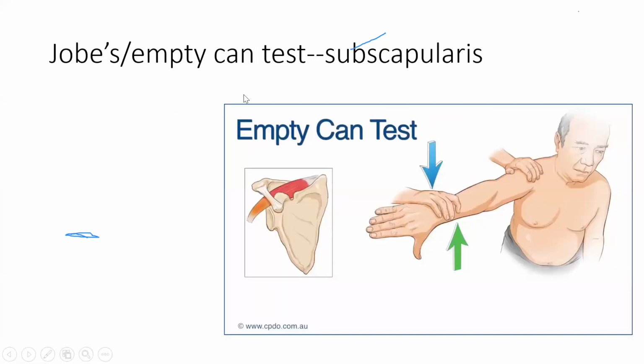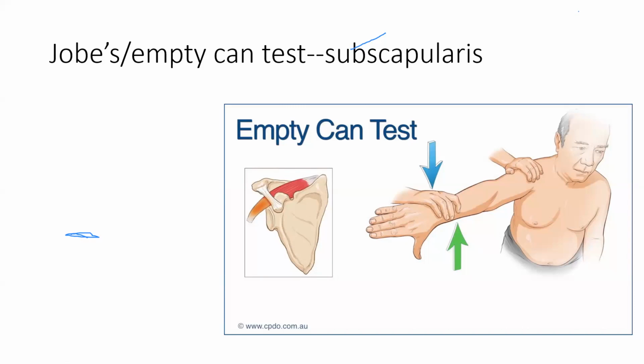Then the third test is Jobe's. Sometimes people say Jobe's or empty can test. This is the other test of the subscapularis, where you have to keep your hand in 90 degrees of abduction. You raise your humerus to 90 degrees of abduction, and anteriorly you do 30 degrees of flexion. Then you keep your thumb in a downward direction, like an empty can position.